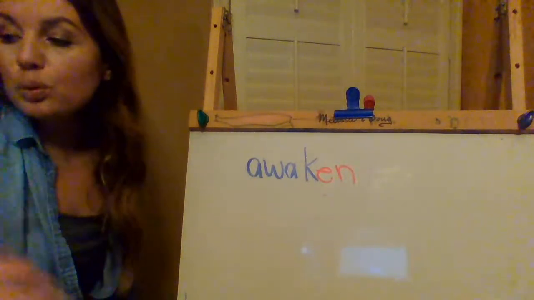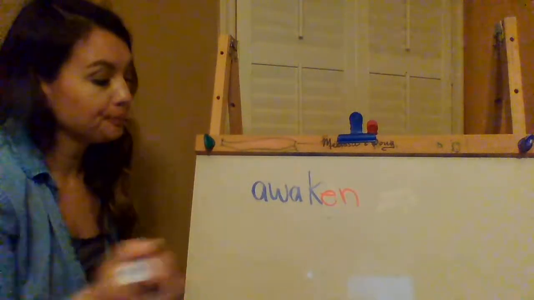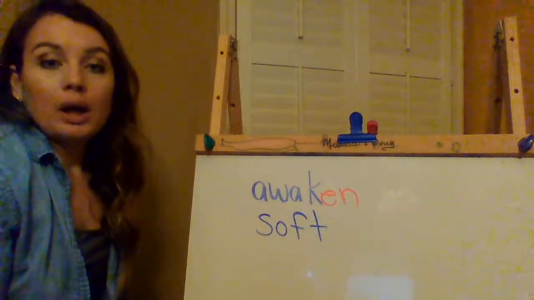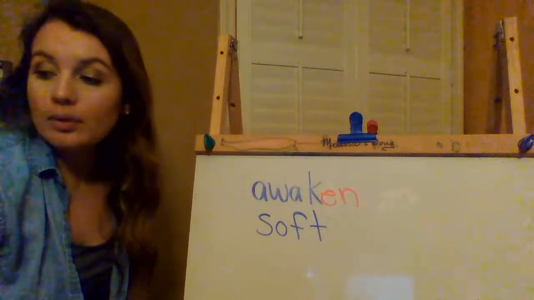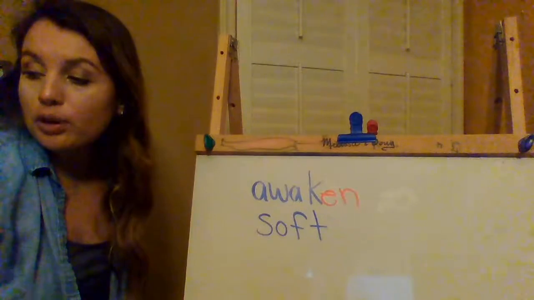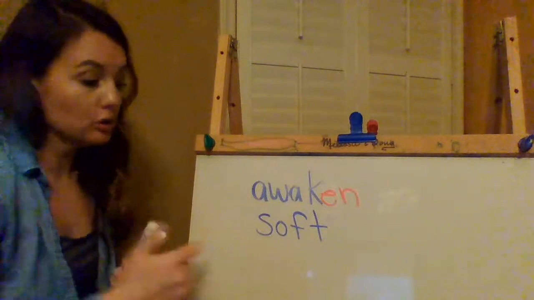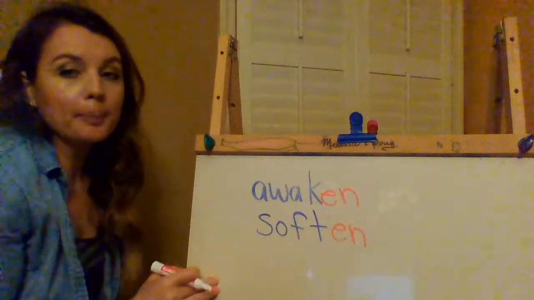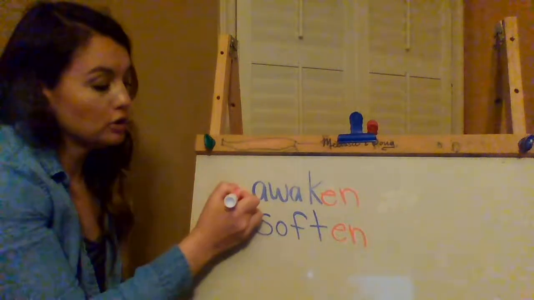examples. The next word is soften. Okay, so the base word for soften is soft. Okay, now, how do I make it into soften? Do I have to add en? Do I have to drop the final e and add en? Or do I have to double the final consonant and add en? All I have to do is add en, boys and girls, because I already have soft, and all I have to do is add en. I didn't have to drop an e. I didn't have to double the t. So that's the second one. Here's the first one and the second one.